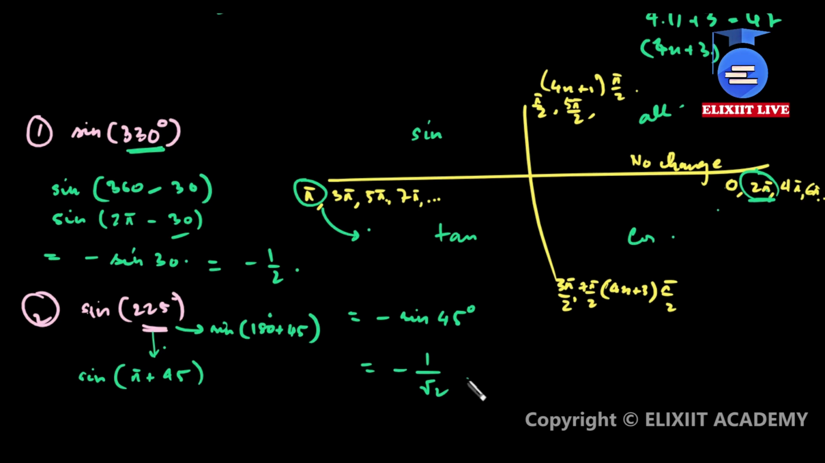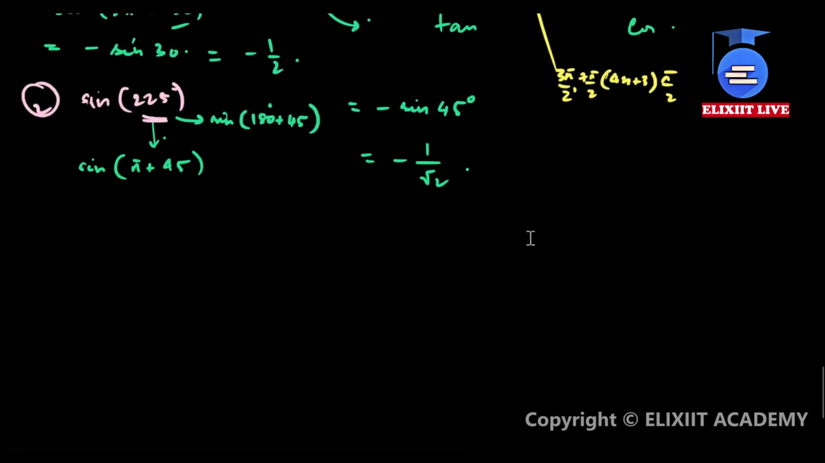Simple. Now you tell me, sine 600 degree. Sine 600 degree. Follow? Sine 600 degree.